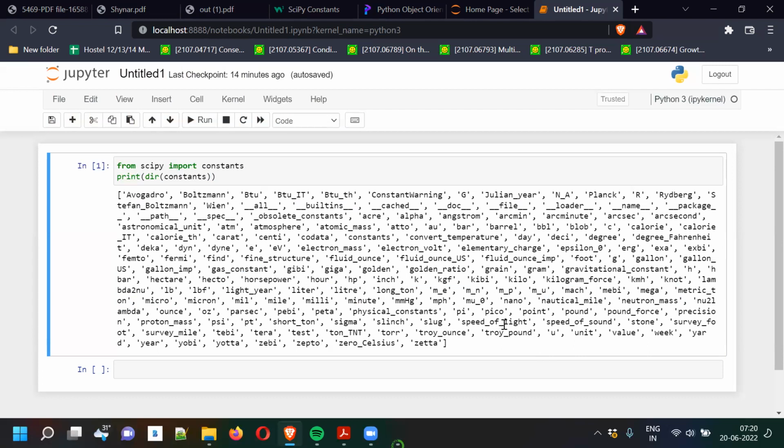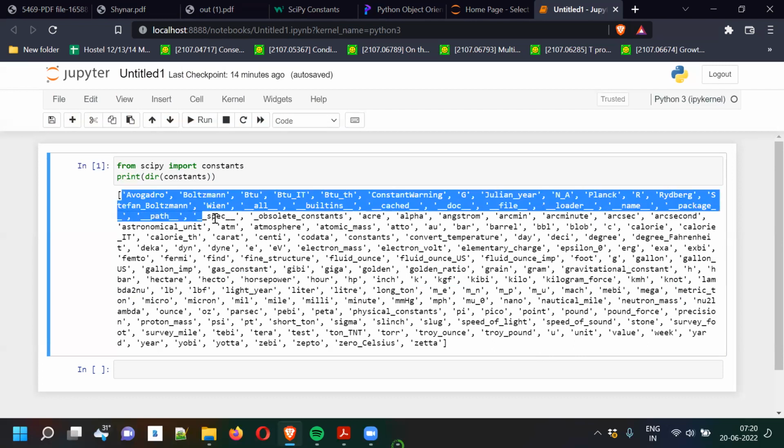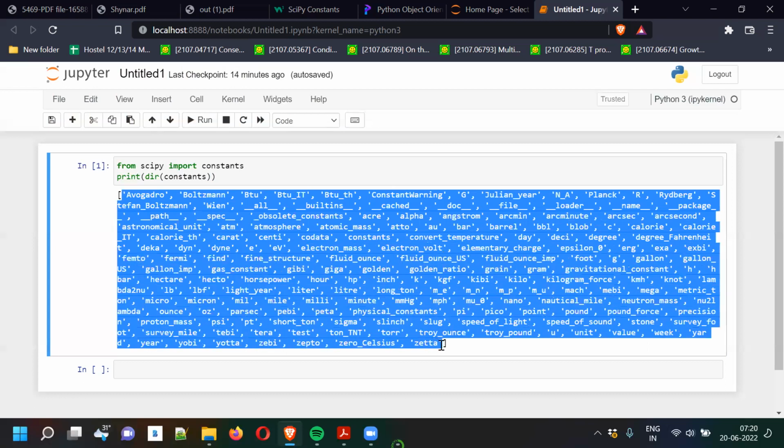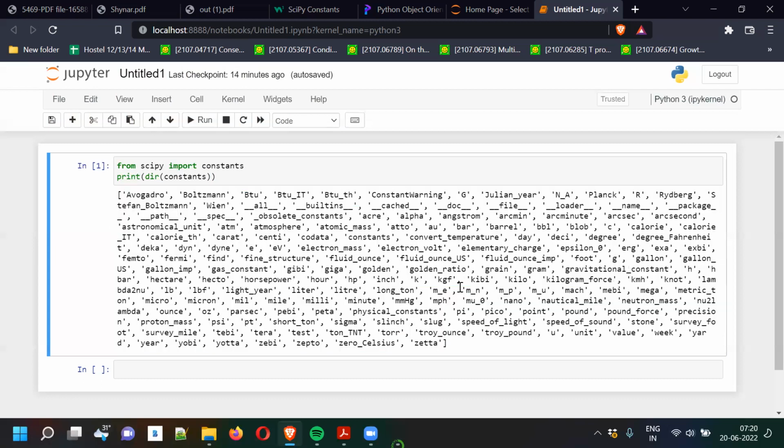There are many such constants here. Even I don't know the meaning of all of these. It's a very big list. But you have a much bigger list of constants available to you in SciPy as compared to NumPy. Whatever you find in NumPy, you will have in SciPy as well. You will have many more.